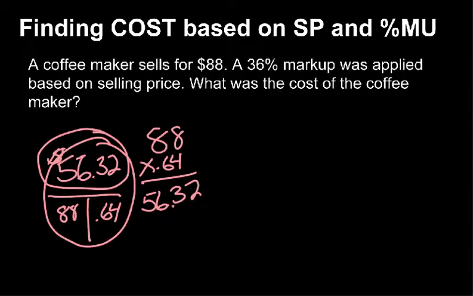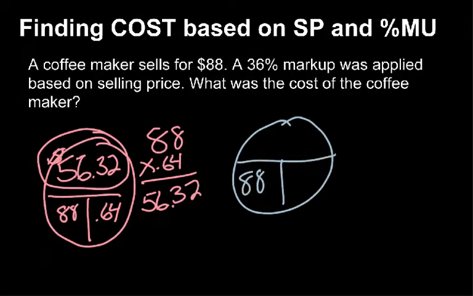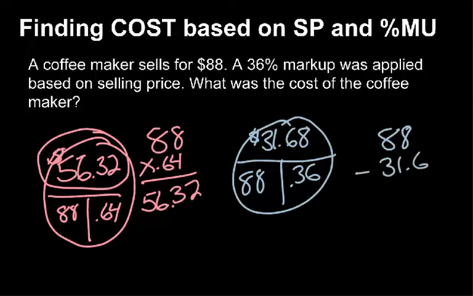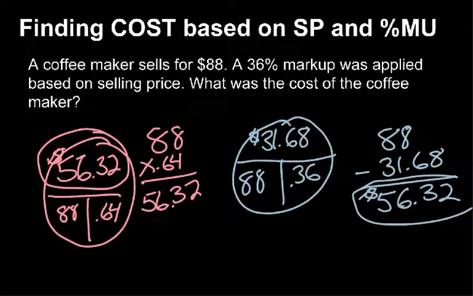Now the other way to do this would be to find dollar markup. So again, $88 is our selling price, but we use the actual percentage listed in the problem because we'd find the markup and then subtract from our selling price. So that would give us $31.68 if we do that multiplication. But that's our markup. So then we want to say, well, let's do 88 minus 31.68, and when we subtract that, we get $56.32, which is the same price we got using the first method. So it'll be your decision on which one you decide to use, but they both work when we're finding cost.